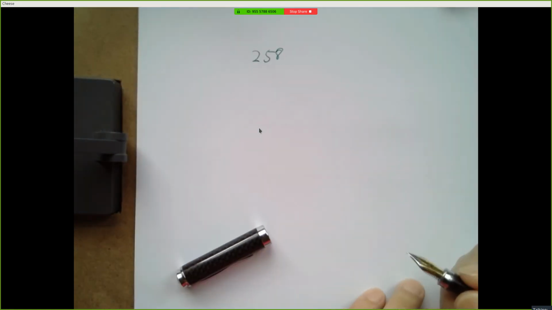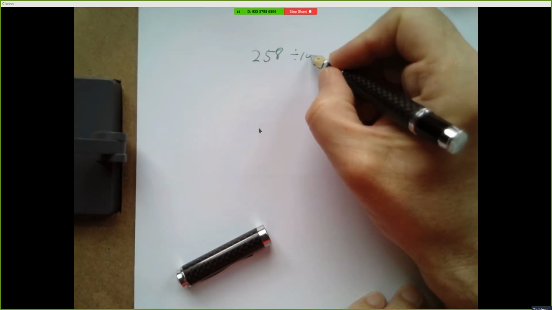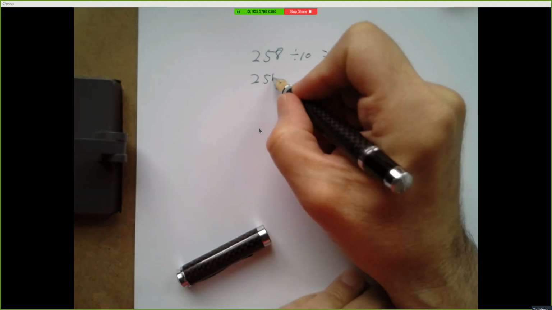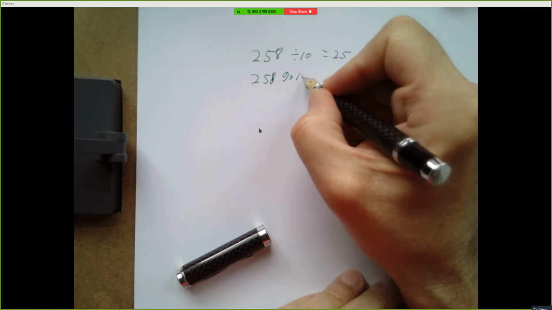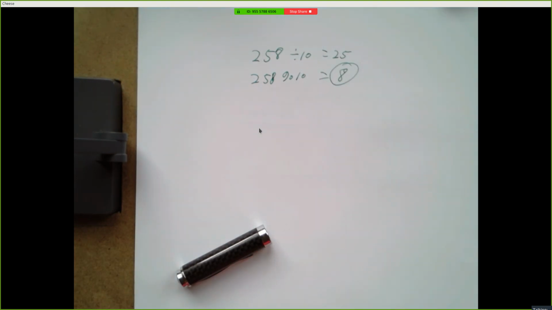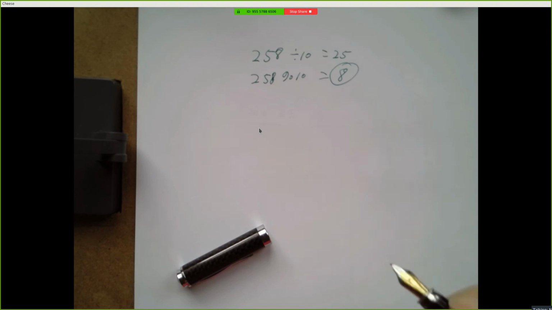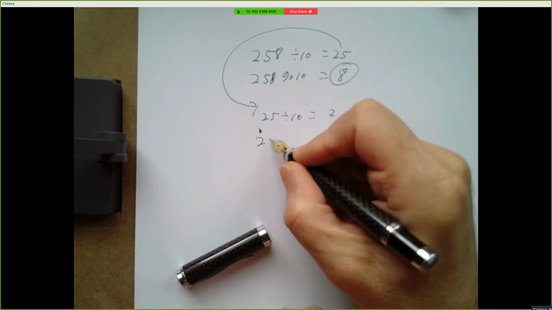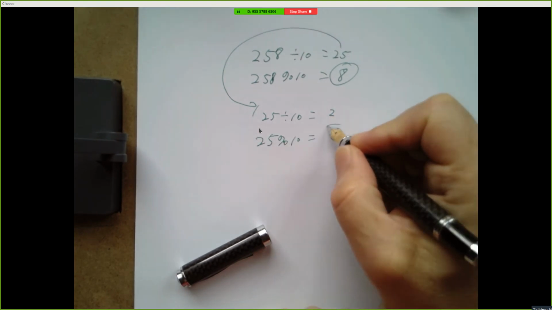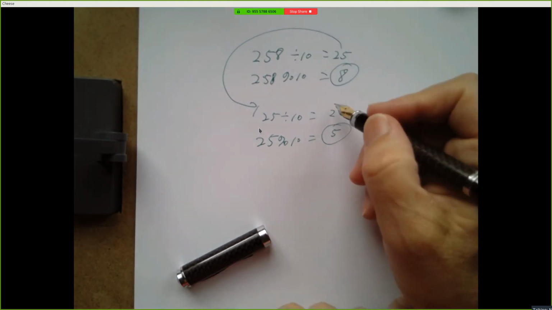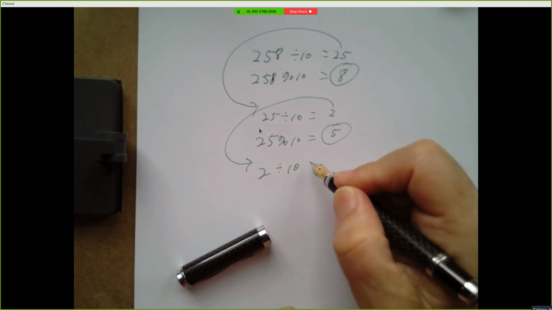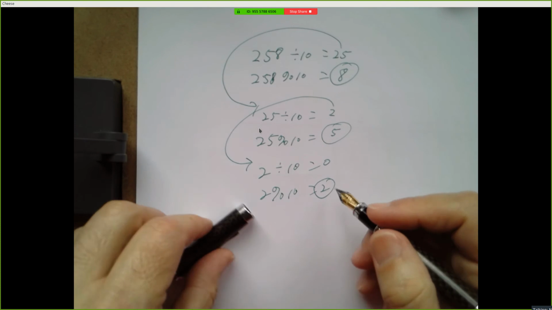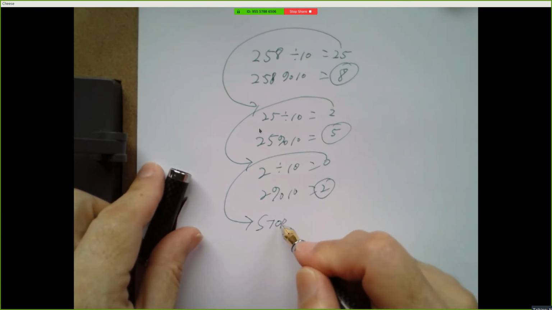258. They divided it by 10, and they got 25. They also took 258 and calculated that modulo 10, and they got an 8. Well, that's the last digit of your number, an 8. Then you can take this 25 divided by 10, and you get a 2. 25 modulo 10 gives you a 5. That's the middle digit of your number. And if you take the 2 and continue, 2 divided by 10 is 0. 2 modulo 10 is 2. That's the first digit of your number. And then once you have the 0, you can stop.